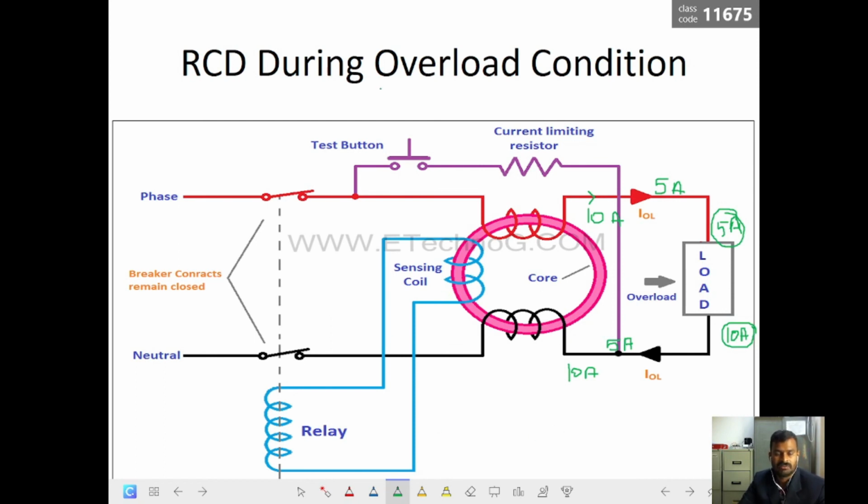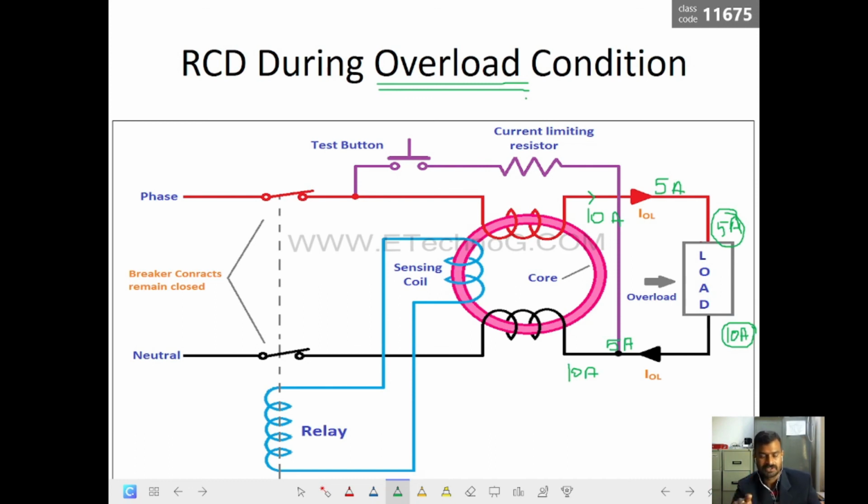So during overload condition, the RCD is not going to open the circuit at all, unless the overload happens because the wire touches an external circuit. If the current is circulating inside the circuit itself, the line and neutral currents are equal, so surely it is not going to open.